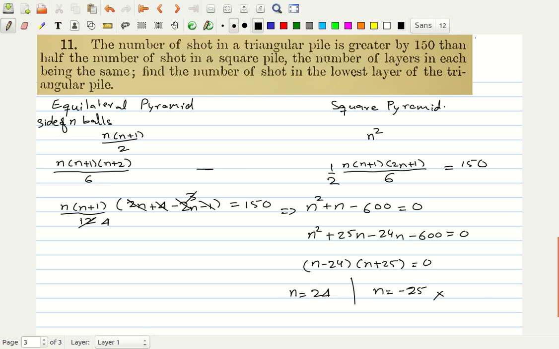So find the number of shots in the lowest layer of the triangular pile, right? So this will be given by this formula. Now n we already know is 24, so this is simply 24 times 25 divided by 2 is equal to 300 balls, and we are done.